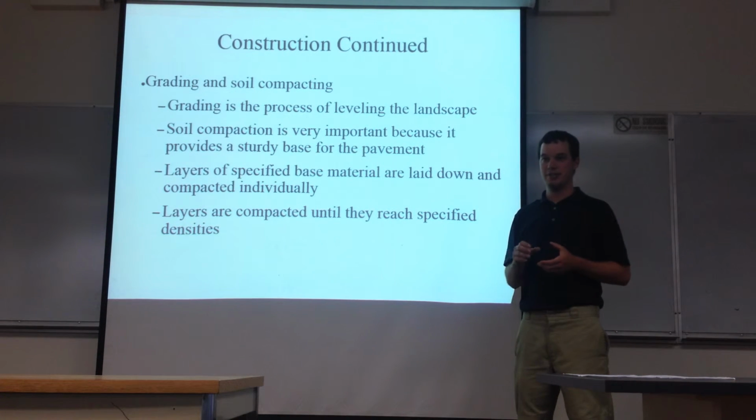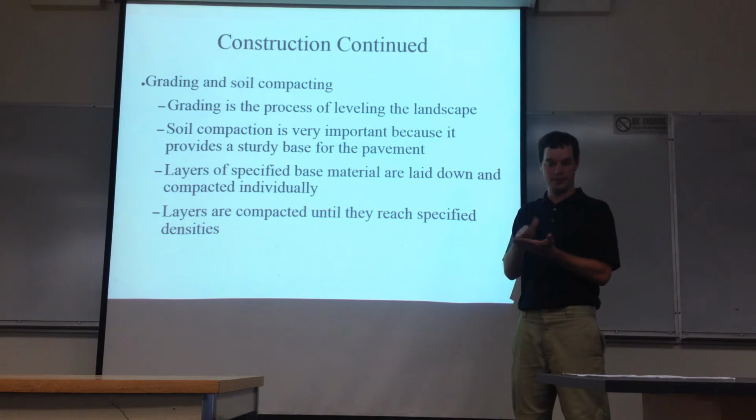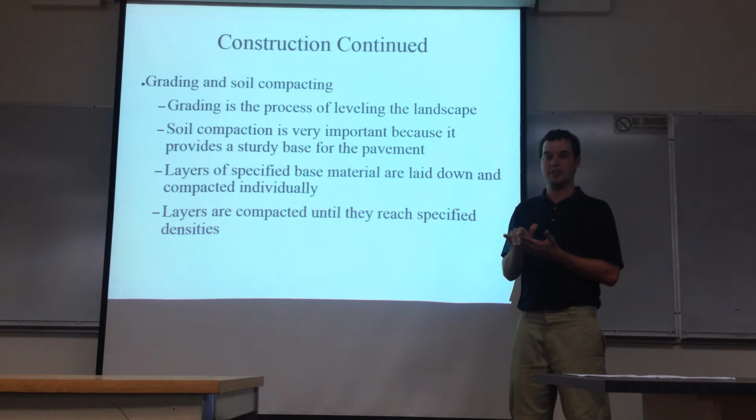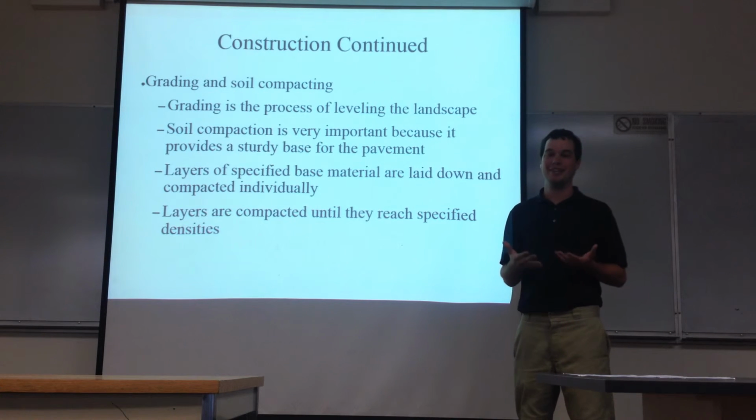Now, the compaction process consists of laying layers of soil down, running a steamroller over it, like what we've seen on the side of the road, and then compacting it to these certain specifications that are set forth by an engineer. Now, some people wonder, why the heck do roads take so long?